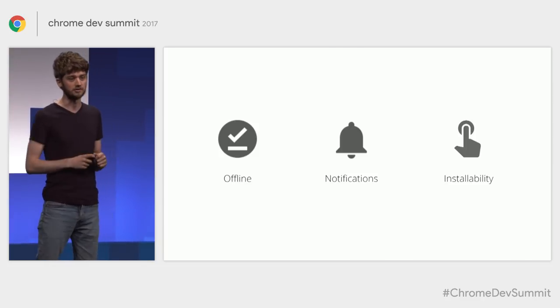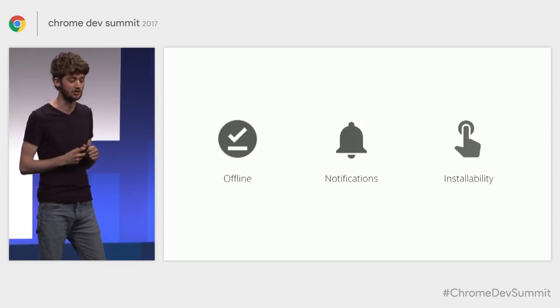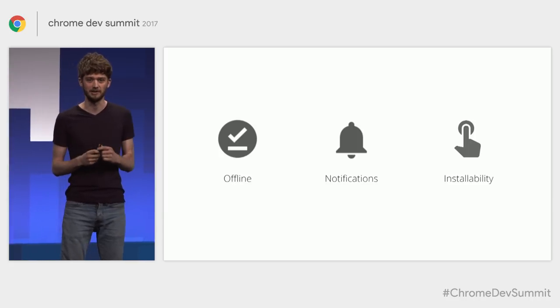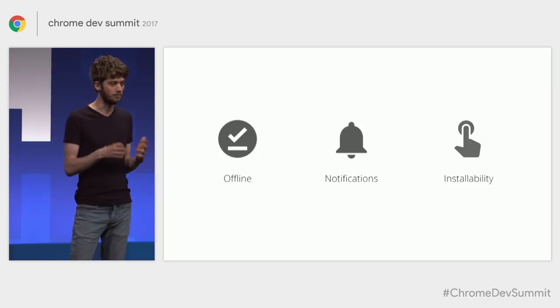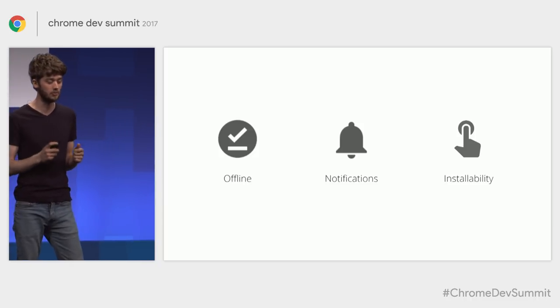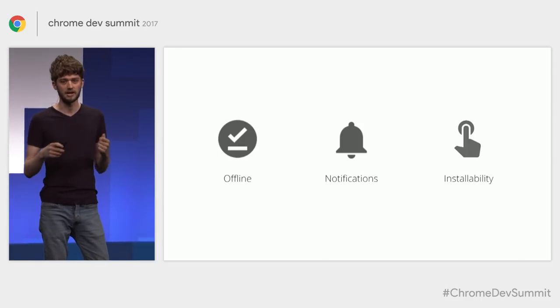Next was notifications. So notifications, obviously on mobile, unlock a whole new range of applications. So this was really important to bring to the web. And third was installability. Opening the browser and typing in a URL is really fiddly. And on mobile, the power to open your home screen and tap an icon is really important. And so we knew that we needed that on the web too. And so today I'm going to start by giving you an update on installability.